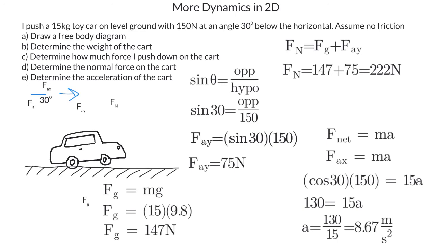We have our answers, numerical answers for B, the weight of the car, is right here. Determine how much force I push down on the cart, that is right here, 75 newtons. Determine the normal force on the cart, that's right here, 222. And determine the acceleration of 8.67 meters per second squared right here.